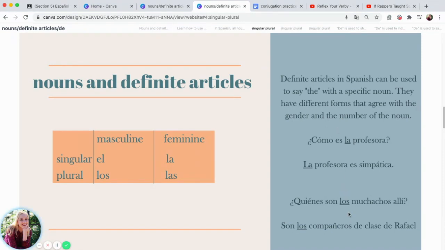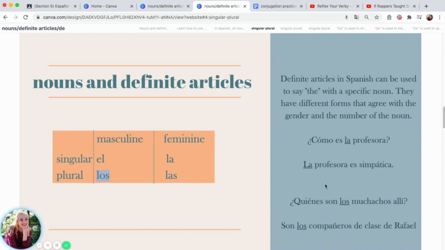What about this one? ¿Quiénes son los muchachos allí? Who are those guys? Okay, this is going to be masculine, right? Los muchachos. It's also going to be plural. It ends in S. That tells us we're talking about more than one guy. So it's masculine and it's plural. That's going to give us los muchachos. Okay, so who are those guys? ¿Quiénes son los muchachos ahí? Son los compañeros de clase de Rafael. Those are Rafael's classmates. That's sort of what they look like in sentences.